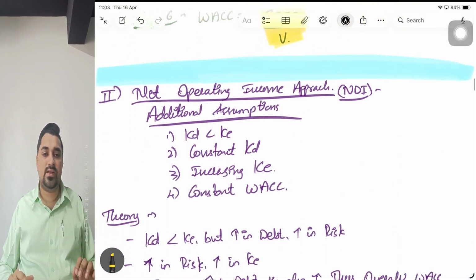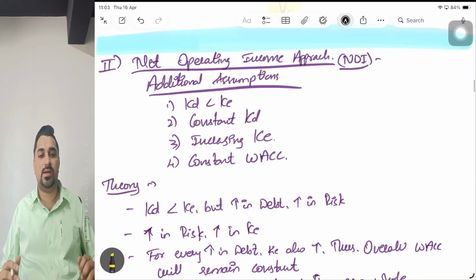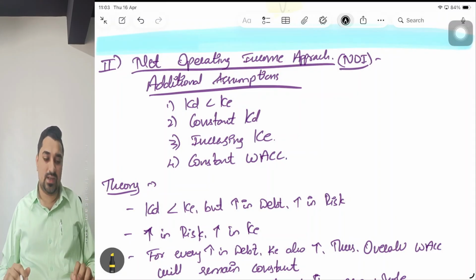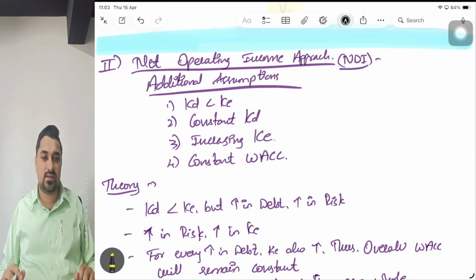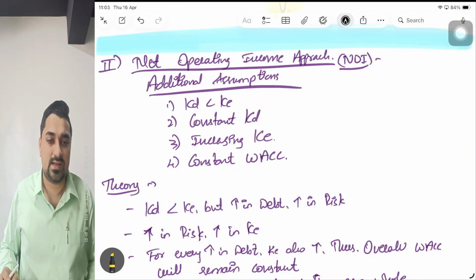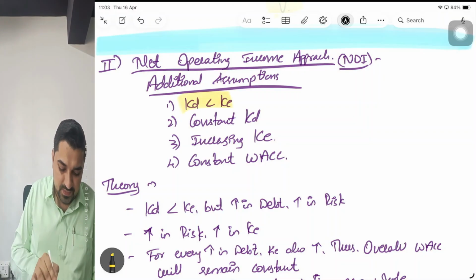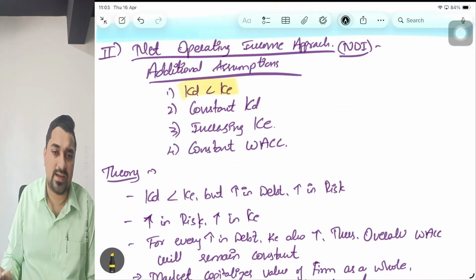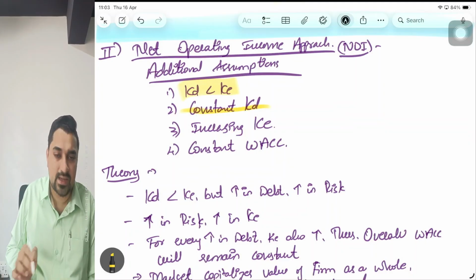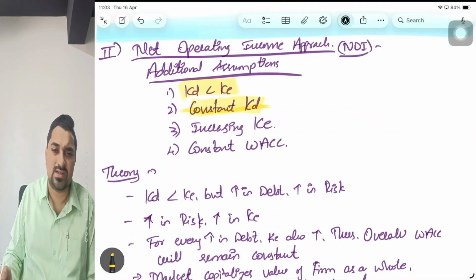Next, we'll go ahead with net operating income approach. Net operating income approach is a capital structure irrelevance theory. In addition to the 7 general assumptions that we studied, there are additional assumptions. What are the additional assumptions? KD is always less than KE. Similar to the previous approach, KD was always less than KE. Constant KD, again previously also we said constant KD.